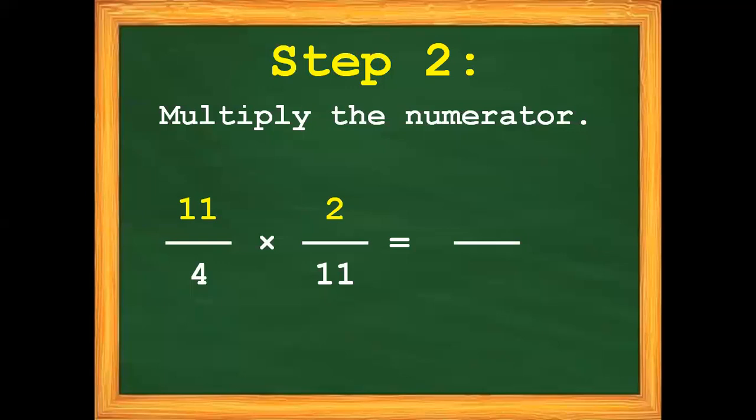Step number 2, multiply the numerator. So we have 11/4 times 2/11. So let's multiply 11 and 2. 11 times 2, the answer is 22.